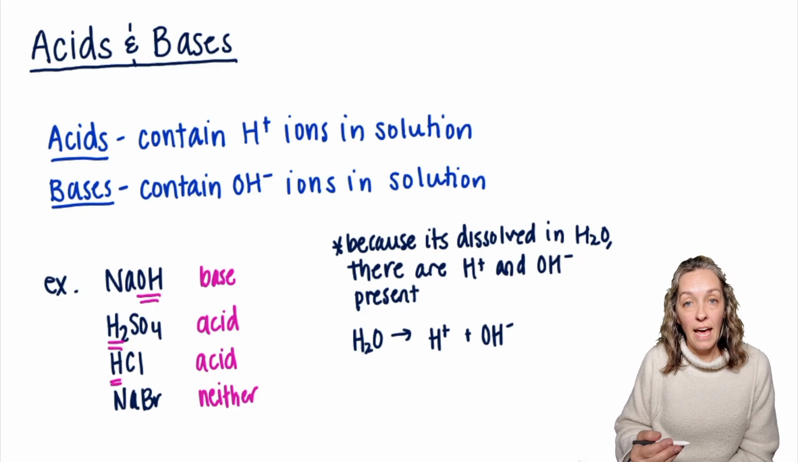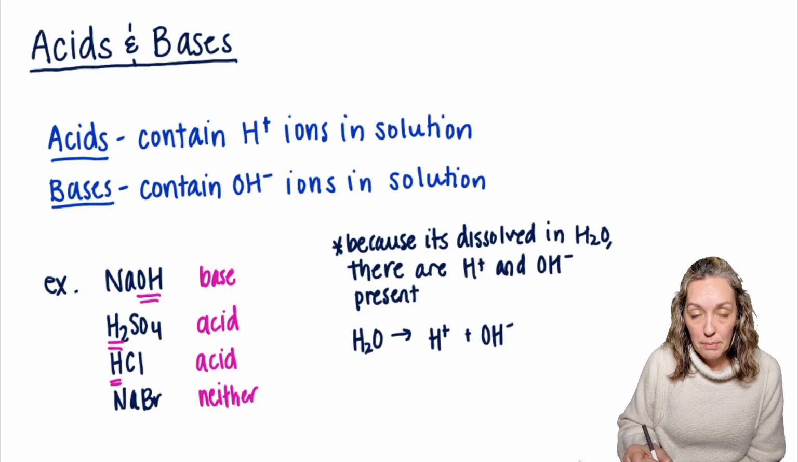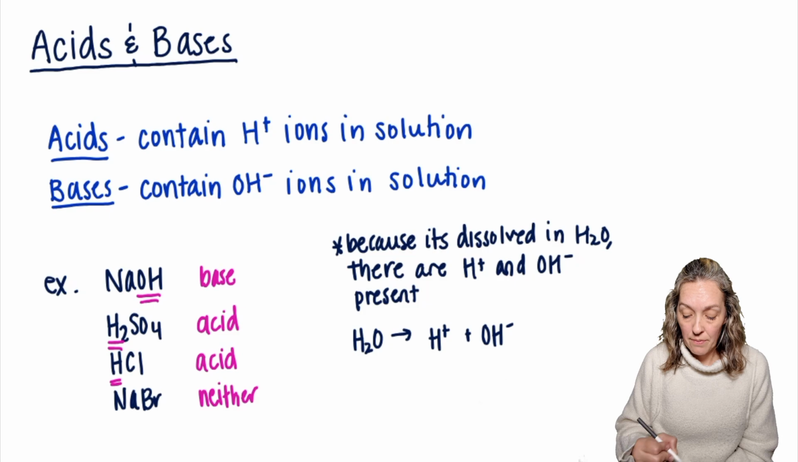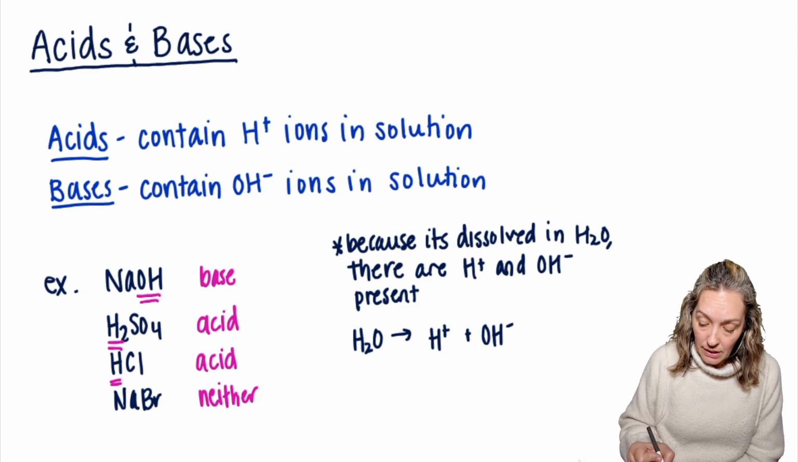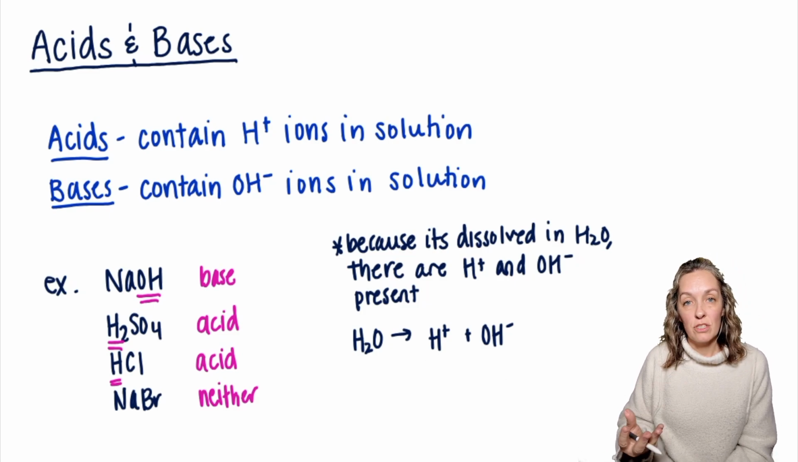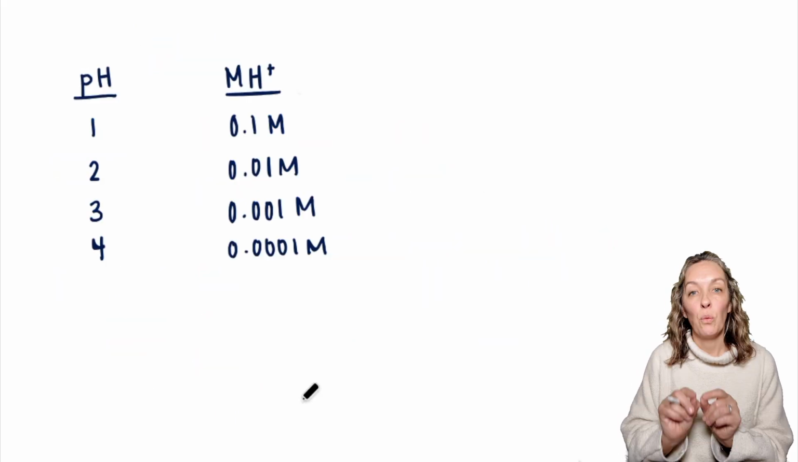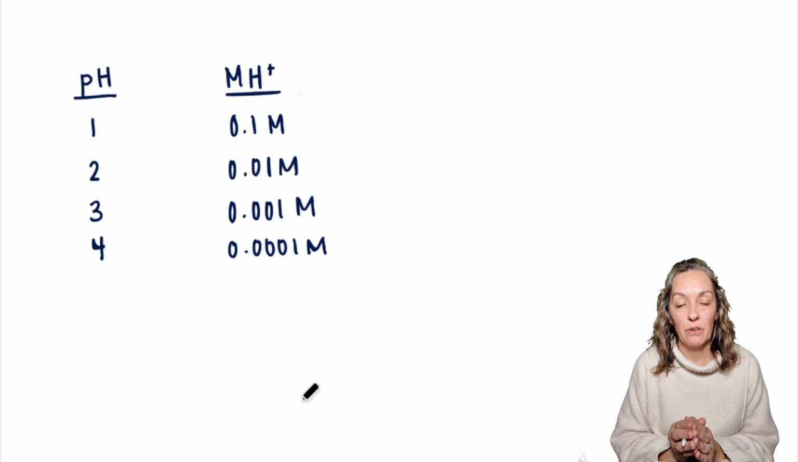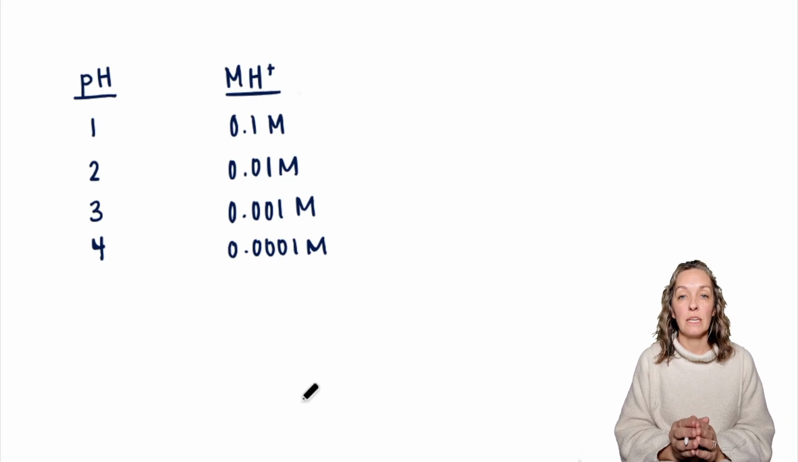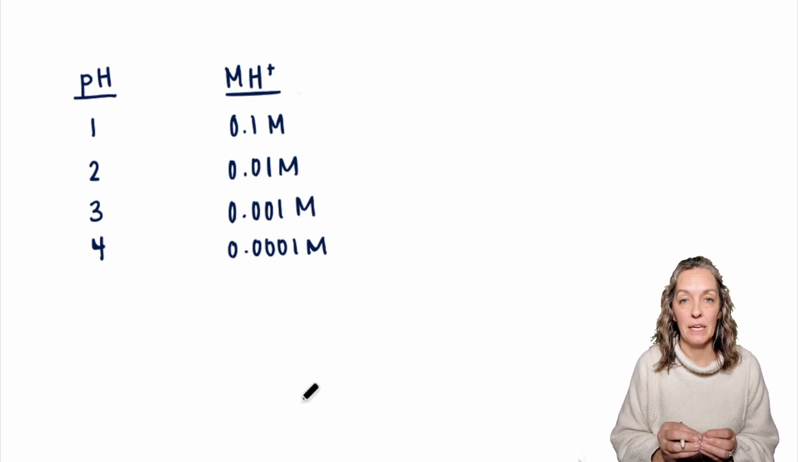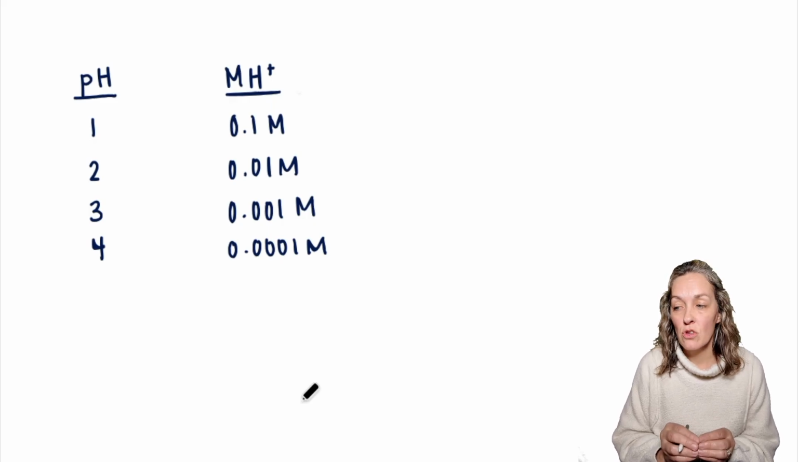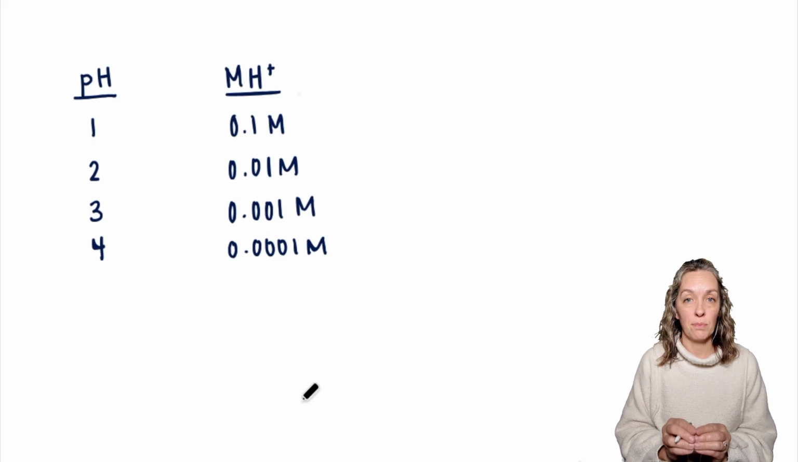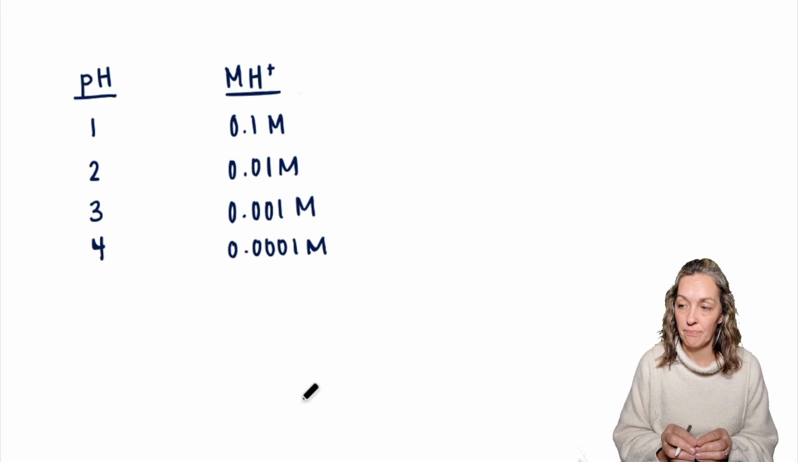Therefore, even if it's an acid, we still have a little bit of OH present due to the presence of water. If it's a base, we have a little bit of H+ present just because of the fact that it's dissolved in water. When we are talking about pH, pH is a scale that we are familiar with. pH is used to indicate how acidic or how basic something is. What pH is really measuring is the concentration or molarity of H+ ions in solution.